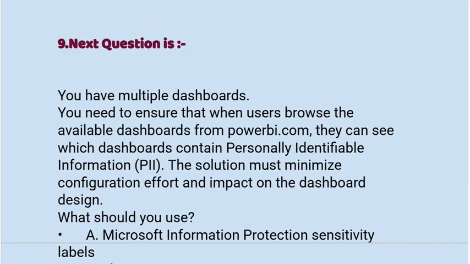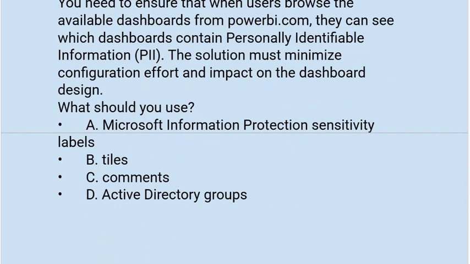Question is, you have multiple dashboards. You need to ensure that when users browse the available dashboards from powerbi.com, they can see which dashboards contain personally identifiable information, PII. The solution must minimize configuration effort and impact on the dashboard design. What should you use? Option A, Microsoft Information Protection sensitivity labels. Option B, tiles. Option C, comments. Option D, Active Directory groups.